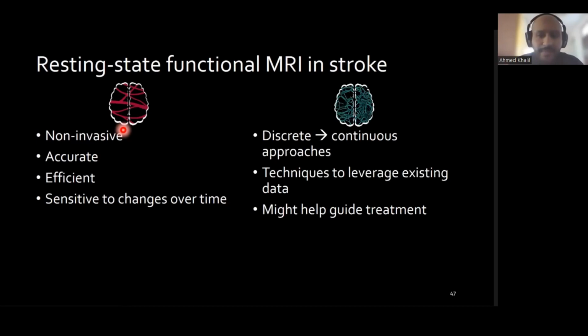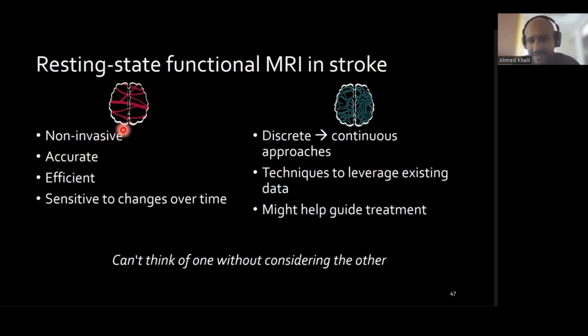And then on the functional or performance side, there's been a move, of course, from more discrete to more continuous approaches. We're starting to look more into techniques that help us leverage already existing data, like datasets that only have, for example, stroke lesions, but don't necessarily have functional MRI data or structural MRI data, or, sorry, DTI data or something like that. And these things might also help us guide treatment of stroke patients in the future.